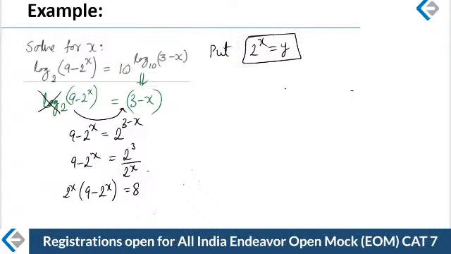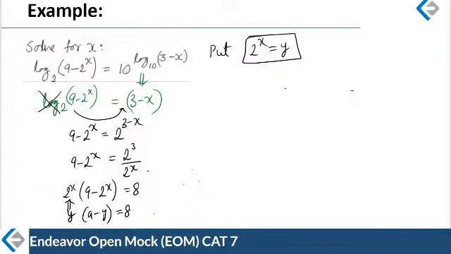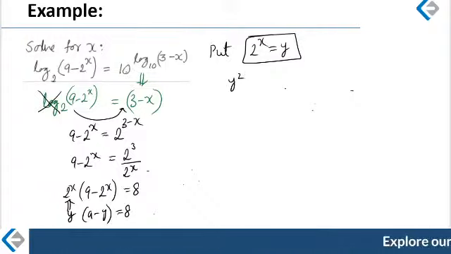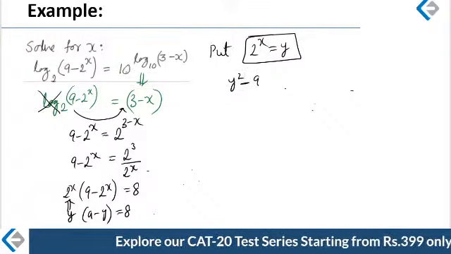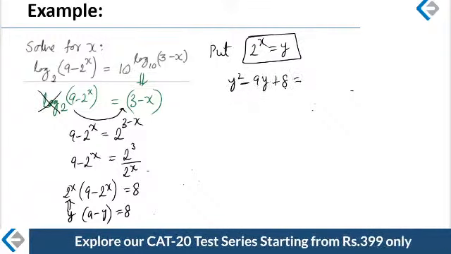Put 2 power x is equal to y. So I can write y here: y times 9 minus y is equal to 8. It has become a quadratic: y square minus 9y plus 8 is equal to 0. From here you get the roots: y is equal to 8 or y is equal to 1. You got the roots.